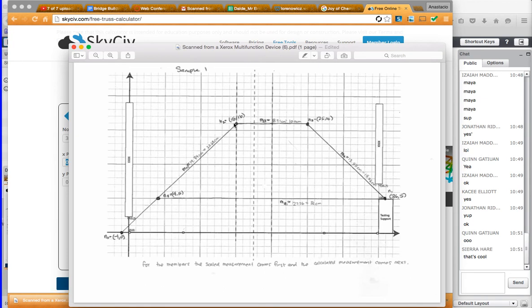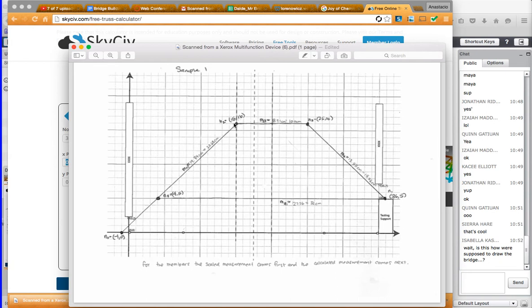Some of you guys made super complicated bridges, like lines everywhere, and that's cool, but the problem is, we can't print that.